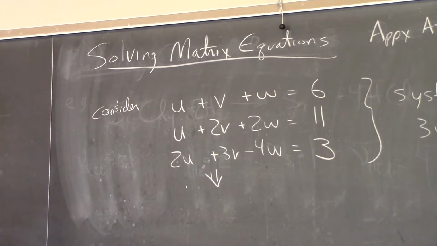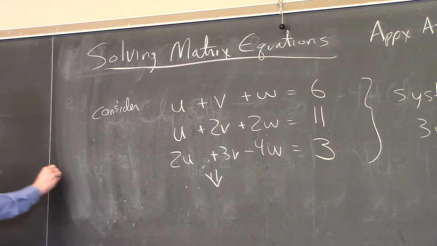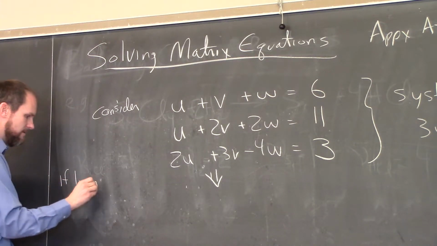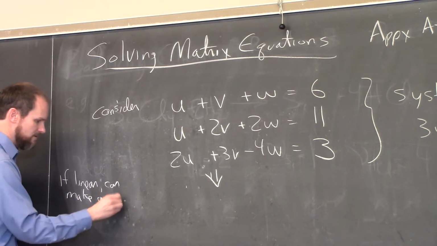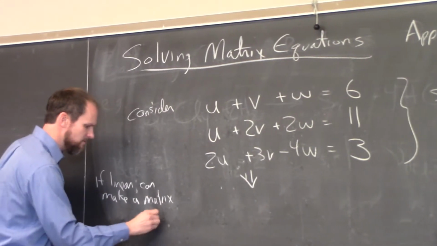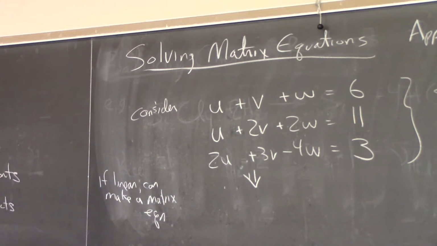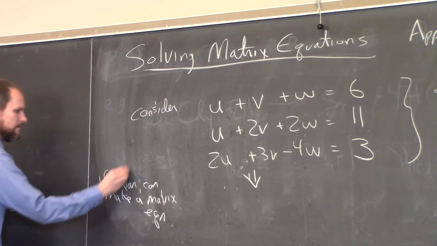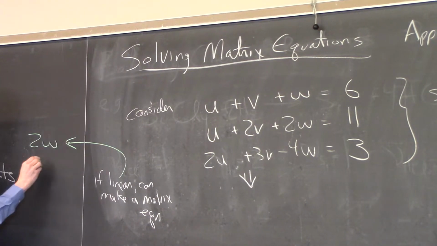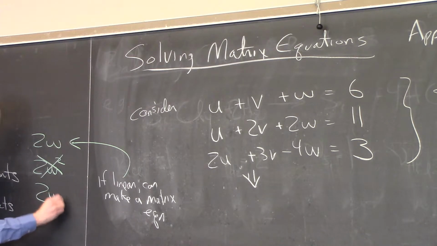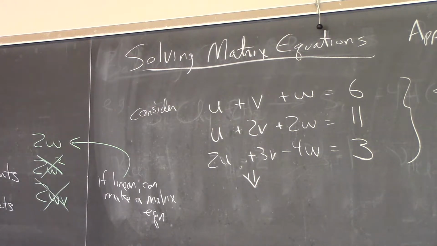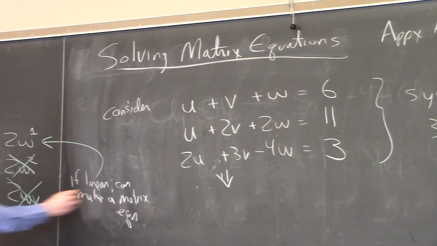If we take 3 equations and 3 unknowns, and if they are linear, then we can make a matrix equation. Everybody knows what I mean by linear. Linear means I've got terms like 2w, but not 2w squared, or 2w times v. No products. Everything's got to be first order, a variable to the first power. If I do that, then I can write a matrix equation.